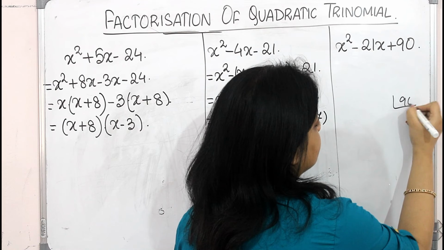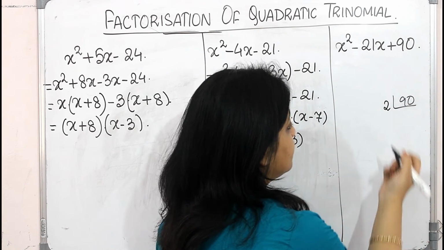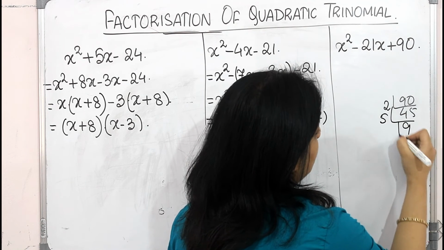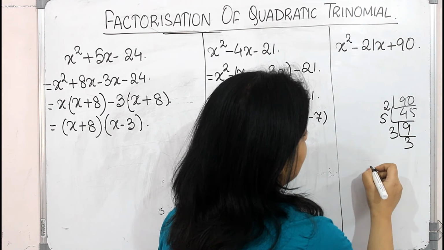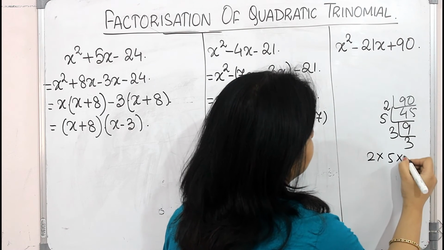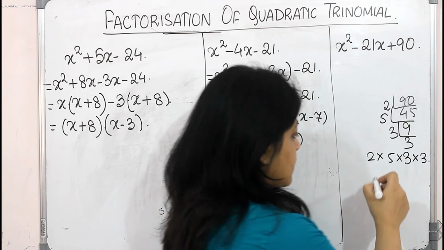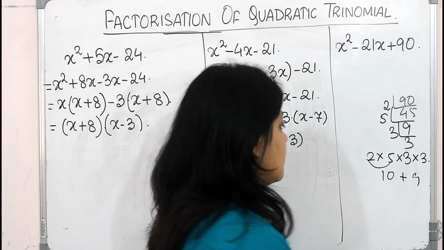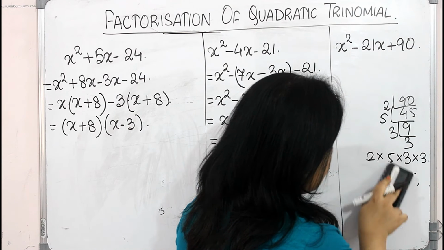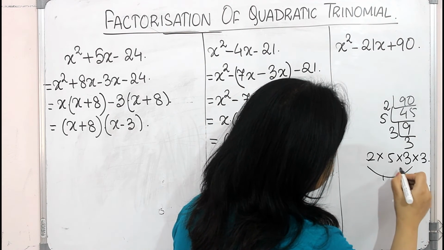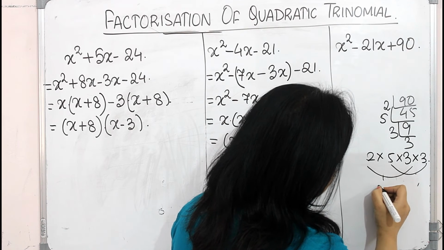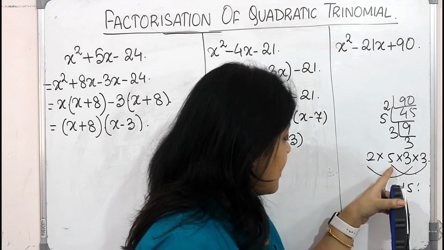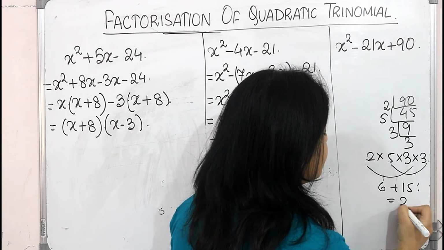90 is divisible by 2, giving 45. Then 5 nines are 45, and 3 threes are 9. So you are getting 2 into 5 into 3 into 3. If I do 2 into 5, 10, plus 9, it will not give us 21. So let's choose another combination. If I do 2 into 3, that is 6, and 5 into 3, that is 15, then 6 plus 15 is 21.